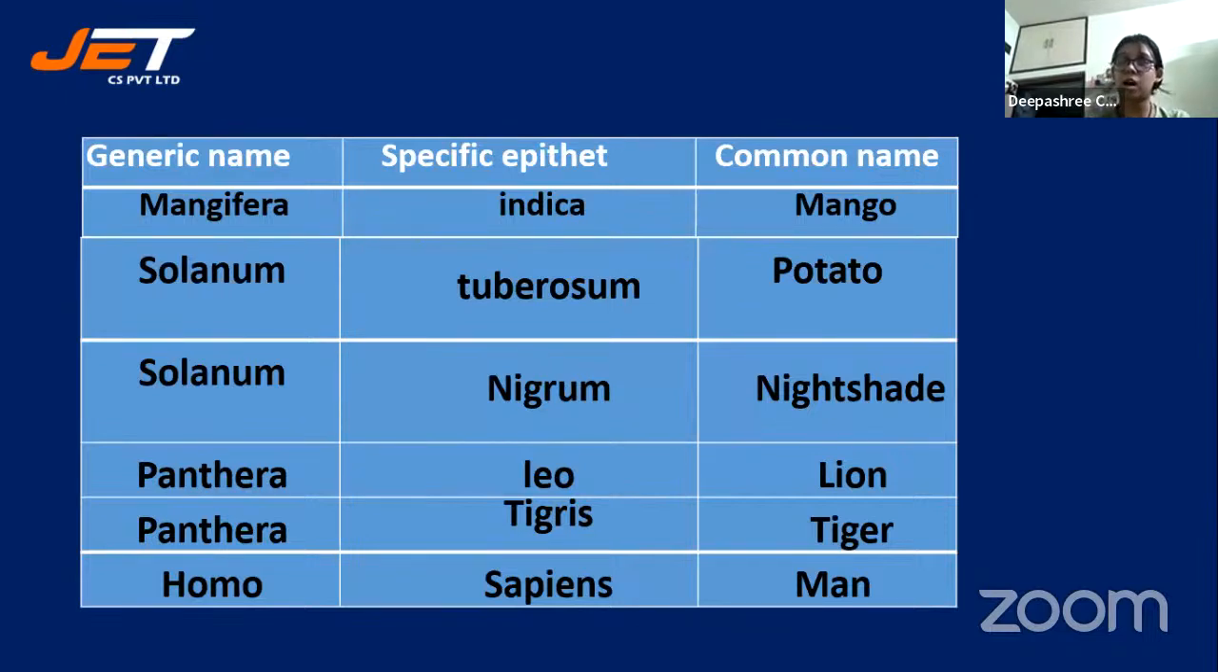This is very important, because it's not possible for us to remember the scientific names of every organism. Like mango, Mangifera indica; potato is Solanum tuberosum; nightshade is Solanum nigrum; lion is Panthera leo; tiger is Panthera tigris; and man is Homo sapiens. Now there is a mistake here: nigrum should not be written with a capital N, leo, tigris should not be written with a capital T, and sapiens should not be written with a capital S. So is this part clear to everyone?